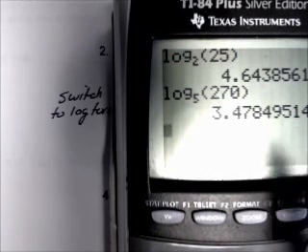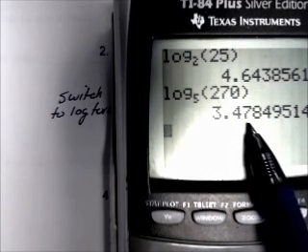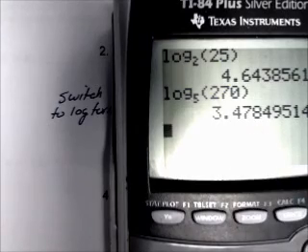Rounding to nearest tenth. The 4 is in the tenths place. Look to the right. 5 or greater, you round up. So 3.5.